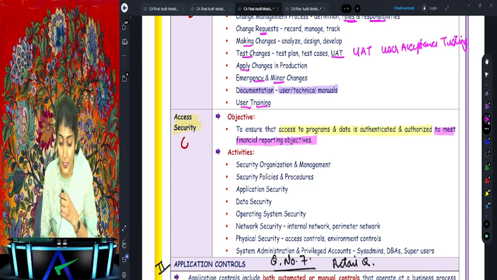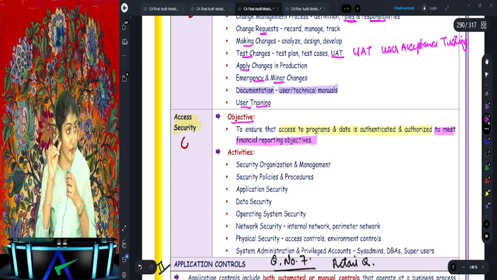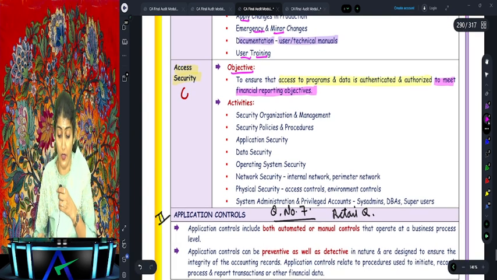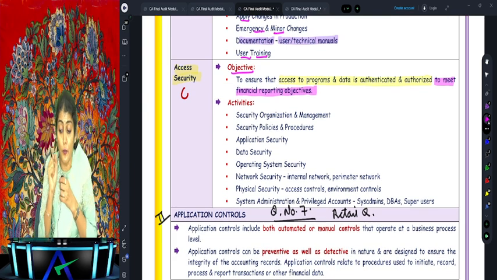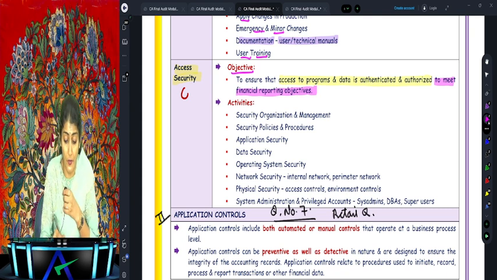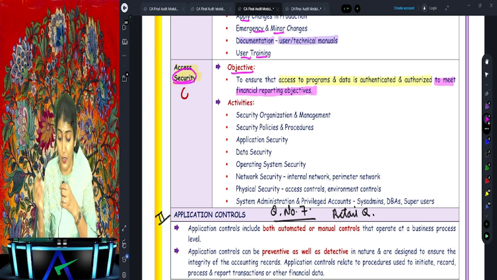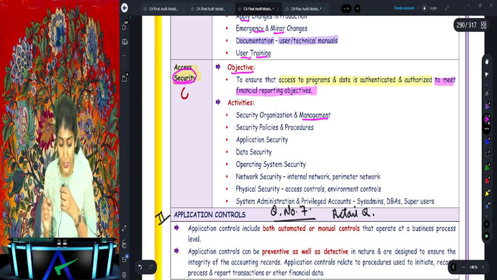Then after that, you have the access security. Access security, that access to data programs is authenticated and authorized. So again, access to program and data is authenticated and authorized. For that, what there should be? There should be the security. So security, organization and management. Then the security policies and procedures.